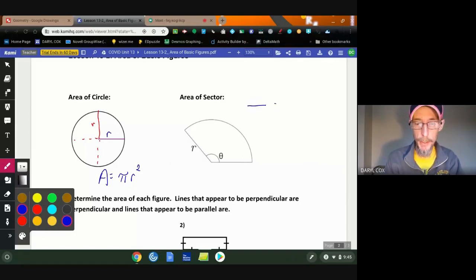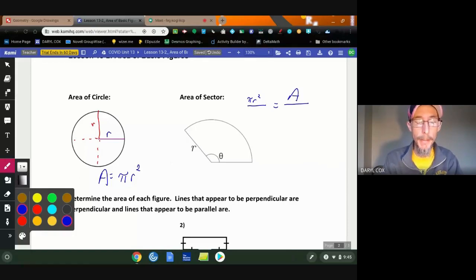Some kind of fraction equal to another fraction. And the way we're going to figure out this area of a sector, which is just part of the circle, is I'm going to take the area of the whole thing. So that's pi r squared. That's the entire area. It's going to be the area I want. So I'm going to call that A for the area I want.